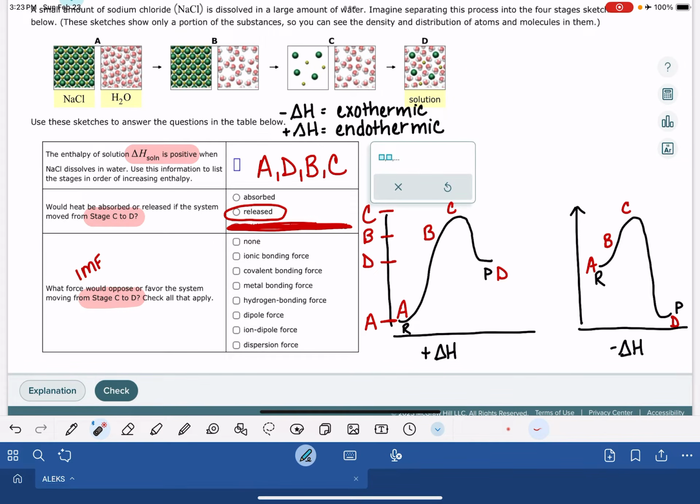So be careful, and then once we've identified exactly which stages we're focusing on, we've got to think about what IMFs are involved in that particular transformation. Now, if you remember with IMFs, dispersion forces are always present. So dispersion forces will always be an answer to this question. And then also there are always IMFs present, so I don't think that none would ever be an answer.